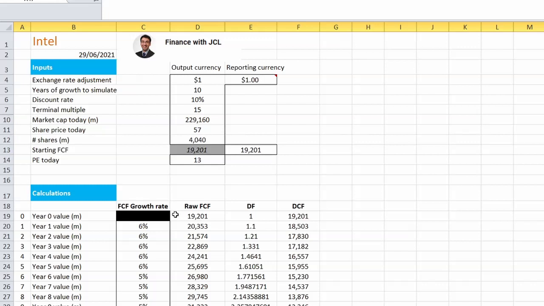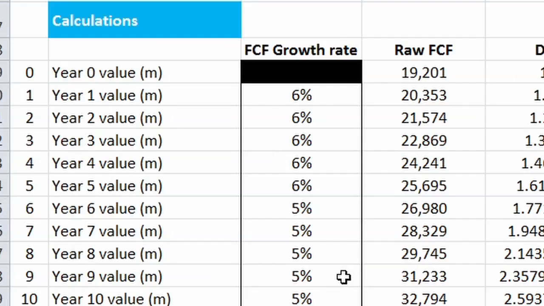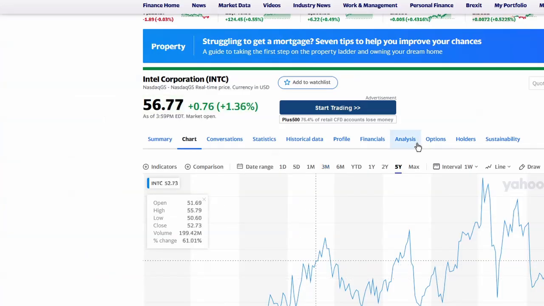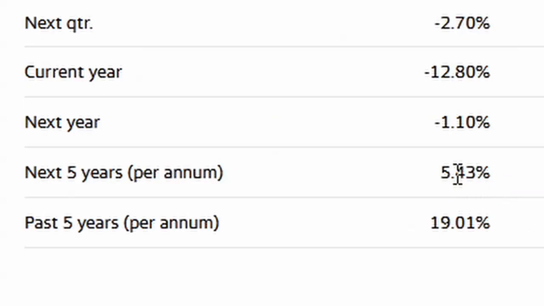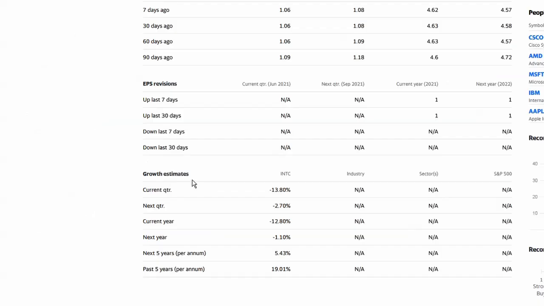You also need, as I mentioned there, to work out the growth rate. So how much is the cash flow going to grow in each year? My calculator will allow you to put a bespoke rate in for each year. And the way you could find that is through your own research. You could have a look here at Yahoo and look at the analyst view, which says here 5.43% a year for the next 5 years of earnings growth.